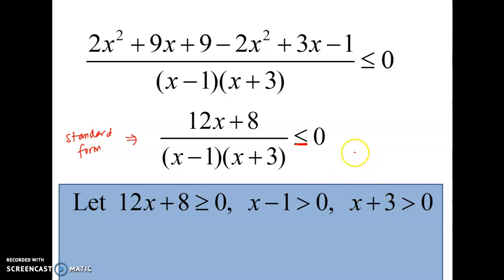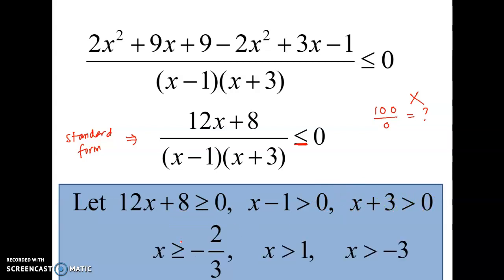And you should know why. Because in maths, anything divided by 0 gives a math error. You can even investigate by using a calculator. So it cannot be divided by 0, and you must make sure that the denominator is never equal to 0. So I will let x minus 1 greater than 0, x plus 3 greater than 0. After that, I will solve it. My first solution will be x greater than or equal to negative 2 over 3, and from the other inequalities, I have x greater than 1 and x greater than negative 3.